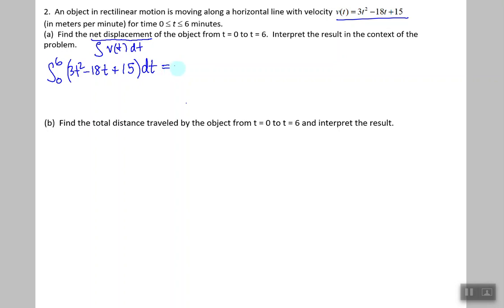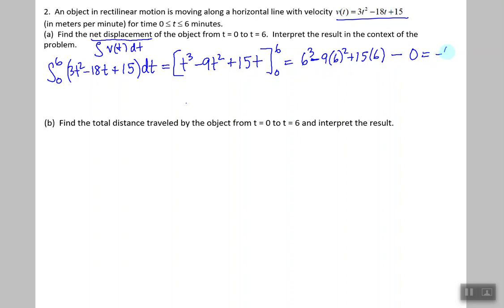Now we can take the antiderivative. 3t squared, antiderivative is t cubed. 18t, antiderivative is 9t squared. 15, antiderivative is 15t. We'll put our brackets to show that we're evaluating from 0 to 6, and then we'll plug in those values. 6 goes in first. 6 cubed minus 9 times 6 squared plus 15 times 6, and then we plug in 0 and subtract, and that's all 0 when we plug in 0. Simplifying that, the result is negative 18.